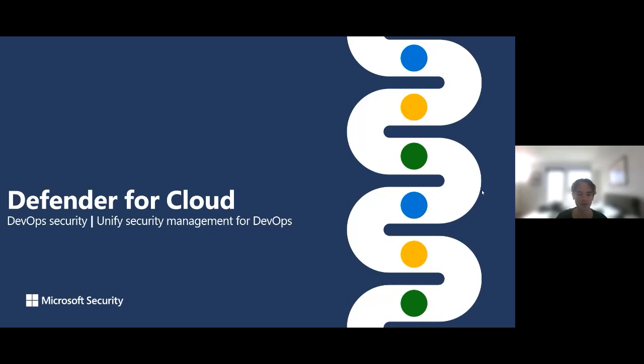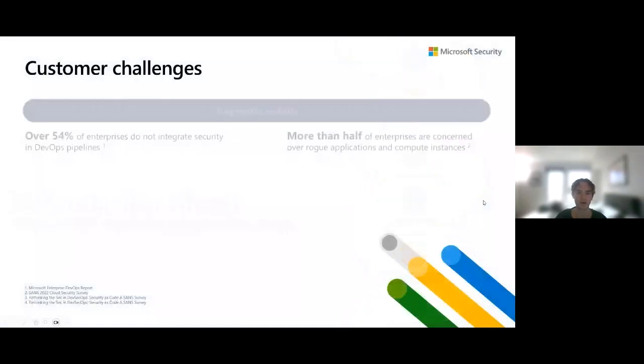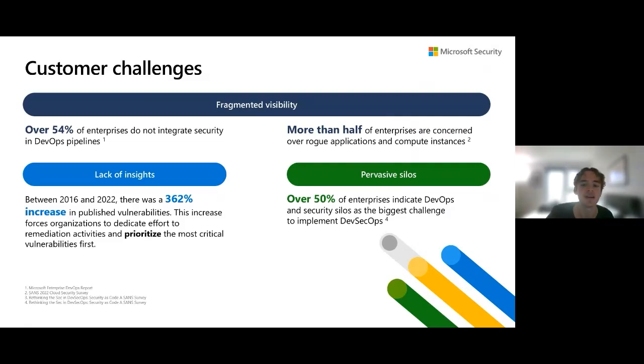Now, before we get into the solution, let's look at some of the problems we want to address through our DevSecOps solution in Defender for Cloud. First, and one of the most meaningful problems we see across the market today is fragmented visibility. Over 54% of enterprises do not integrate any sort of application security testing into their DevOps pipelines. Applications are being built and deployed, and there's no understanding of the security posture of these applications before they reach production.